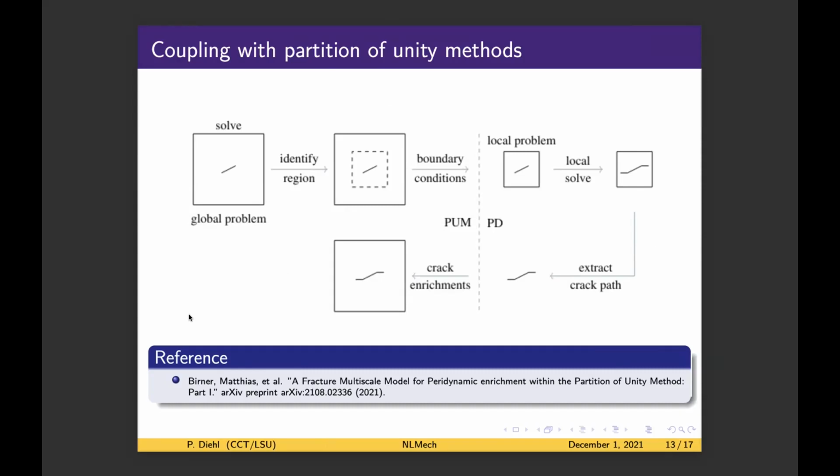And here you can see we solve a global problem using the partition of unity method. And then if we find some high strain or stresses, we identify a region where we want to run a local peridynamic simulation, and then we change boundary conditions to the local problem. We do a peridynamic iteration or many peridynamic iterations. Then we extract the crack path, and the peridynamic simulation with our code is giving back the crack path to the partition of unity method. And they use this crack path to compute and provide enrichment functions, and then try to do a few more crack steps. So this is a really interesting process, what we are doing with our code.